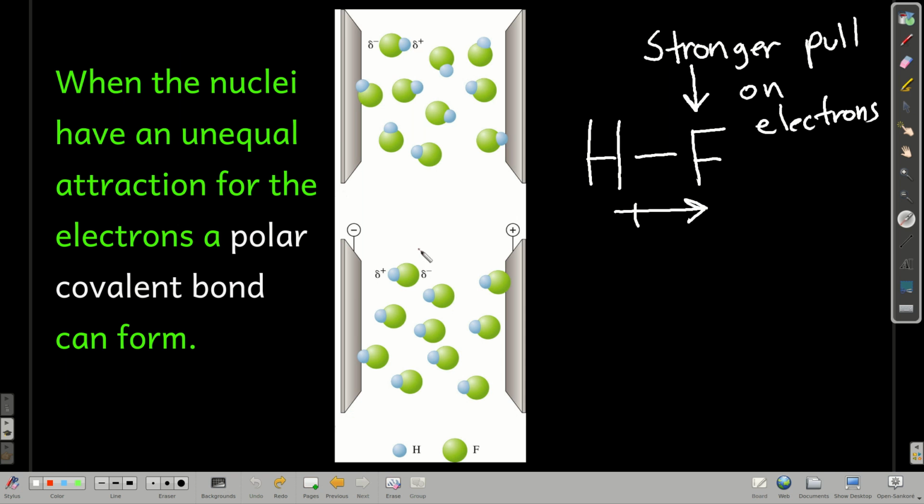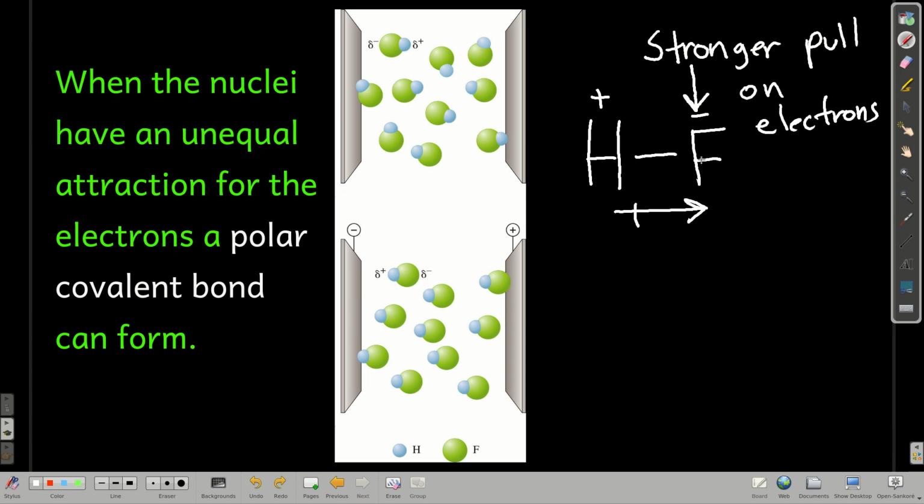Now, when we have a covalent bond but the two atoms are different from each other, such as in hydrogen fluoride or hydrofluoric acid, the two atoms don't necessarily have the same attraction for the electrons between them. When that happens, we form what's called a polar covalent bond. And a polar covalent bond means that the molecule itself is what we call polar. What does polar mean? Well, it means that one end has a positive charge, the other has a negative charge.